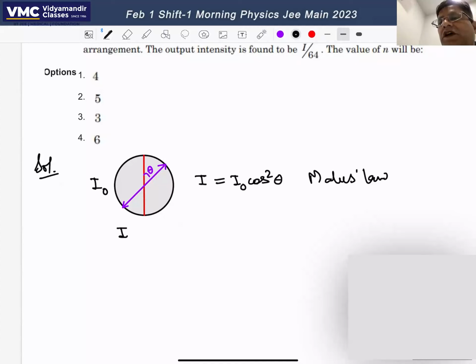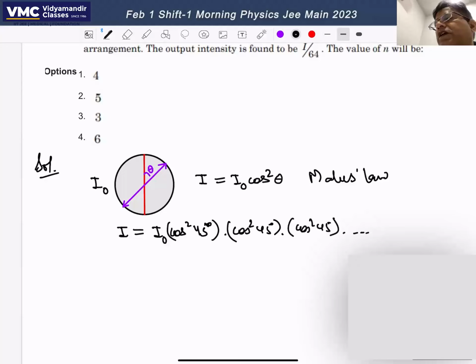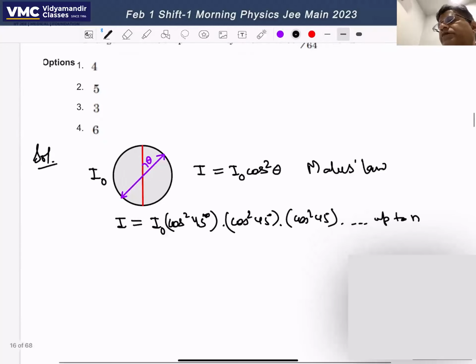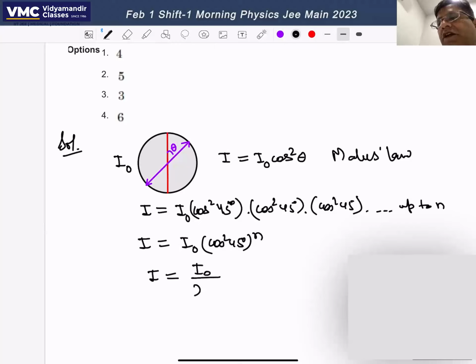Now this intensity I is repeated. For a 45 degree angle, it will be cos square 45 degree. Then this resultant intensity again passes through the next polarizer at 45 degree, and it continues up to n times. So there are n sheets. So this intensity I will be the initial intensity multiplied by cos square 45 degree raised to the power n. That means intensity I will be I naught divided by 2 power n.